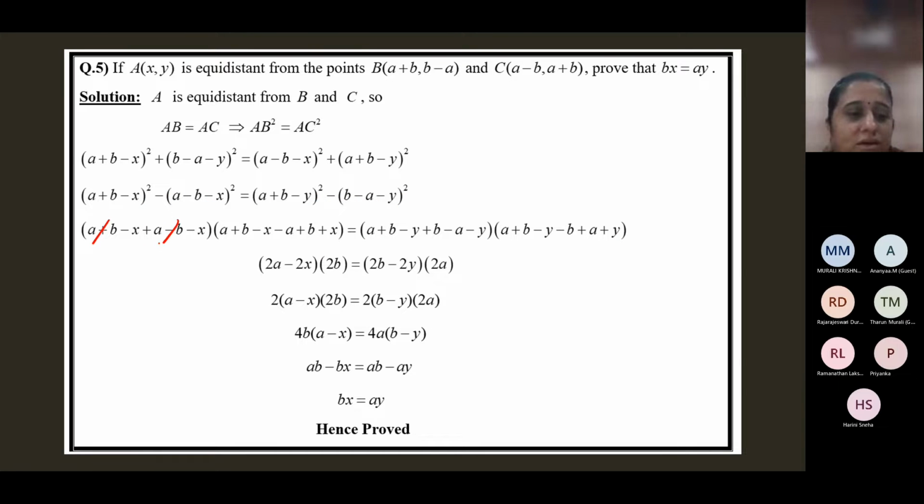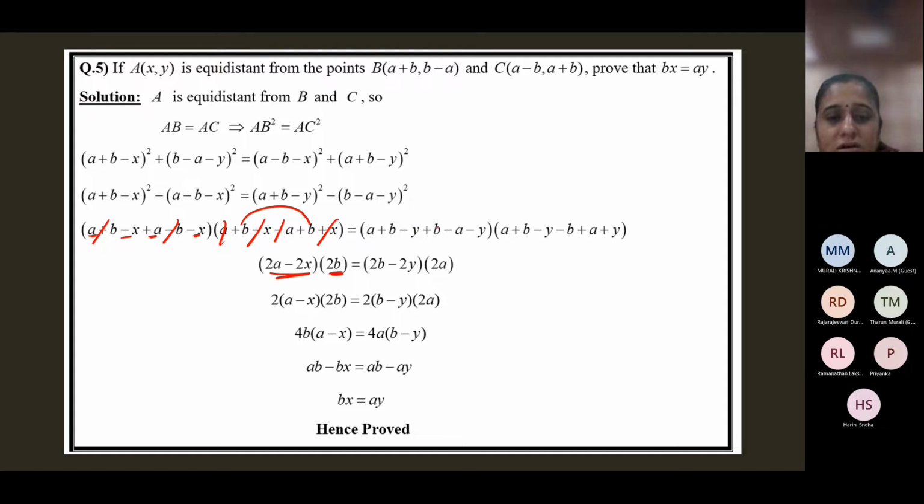Plus B minus B. So we have 2A minus 2X. Here A minus A, minus X plus X. B and B is 2B.